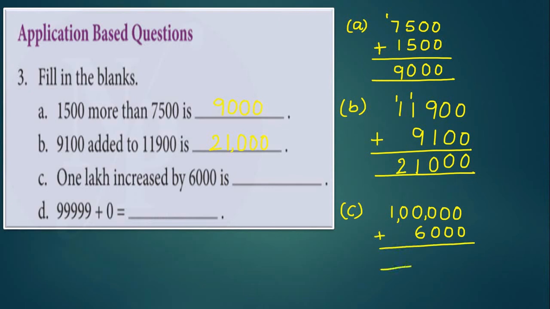So what you get? Adding 0 to 0 is 0. We'll write zeros here. And 0 plus 6 is 6. 0, 1. So 1,06,000. You should write here 1,06,000.